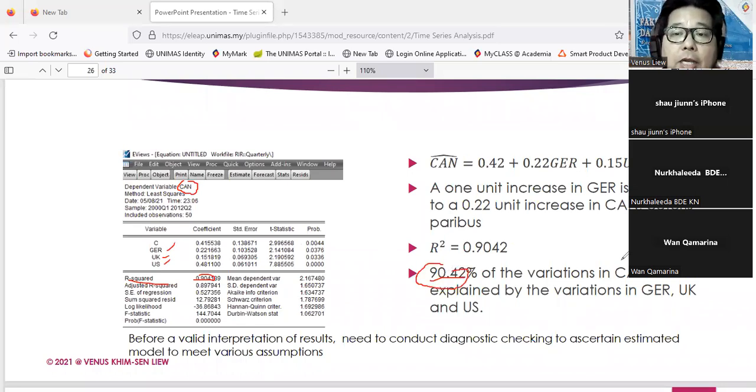90.42% of the changes. So how do I want to know the Canada real interest rate? Then I have to look into the other 3 countries' interest rate, because from there I can know 90% of the changes in Canada real interest rate can be explained by the changes in other countries. The left about 10% is not explained by these 3 countries, but may be explained by other countries or other factors.